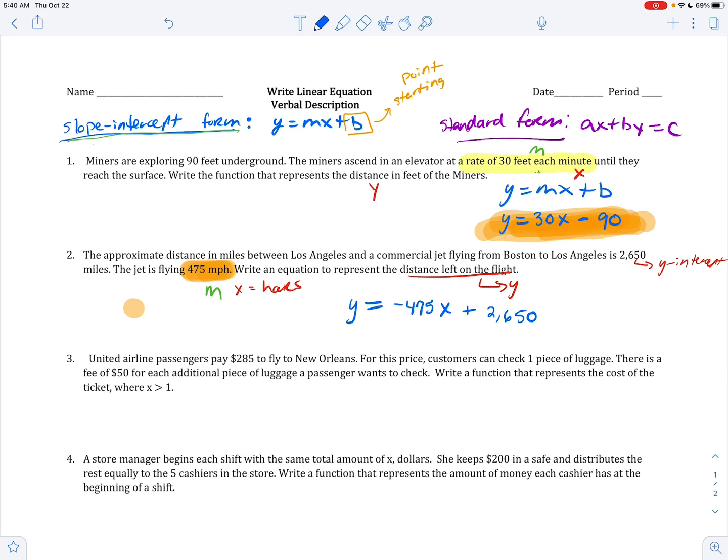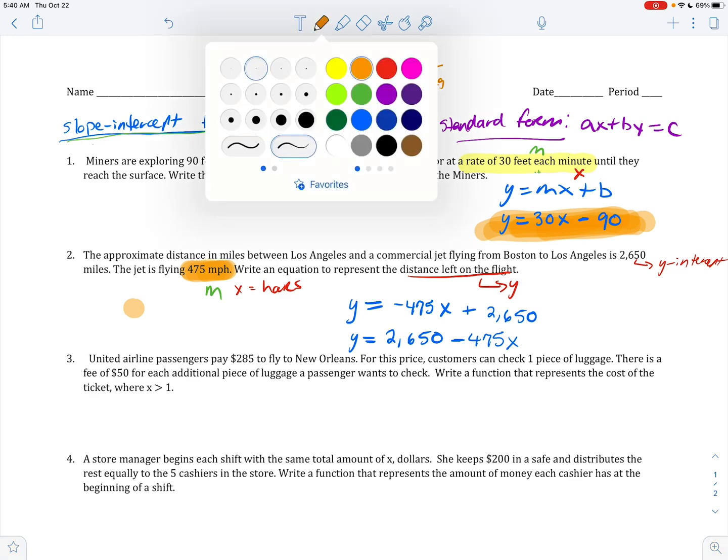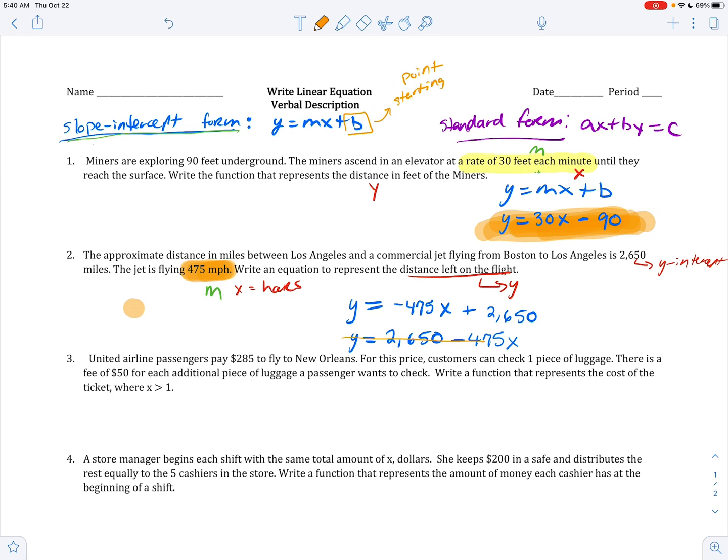Well, let's switch it around, all right? If we say y equals what we started with, which was 2,650 miles, and every hour we close that gap, right, between distance, then this is a subtraction of 475 miles per hour. And I think it'll make a little bit more sense to us.